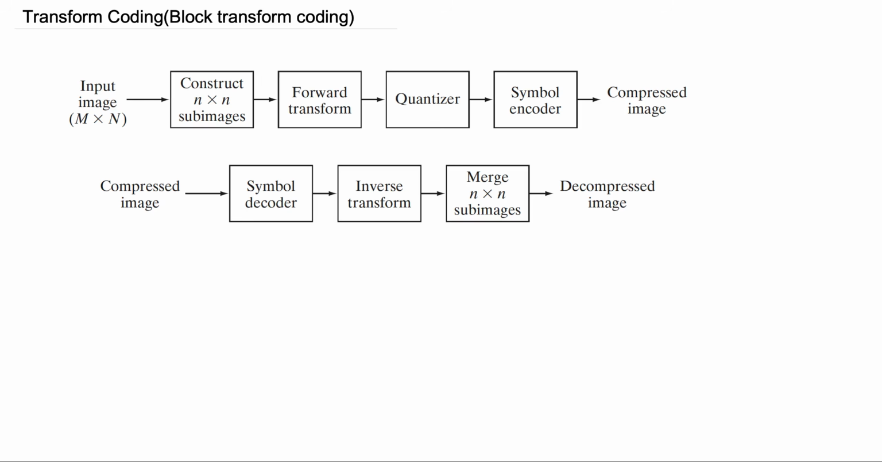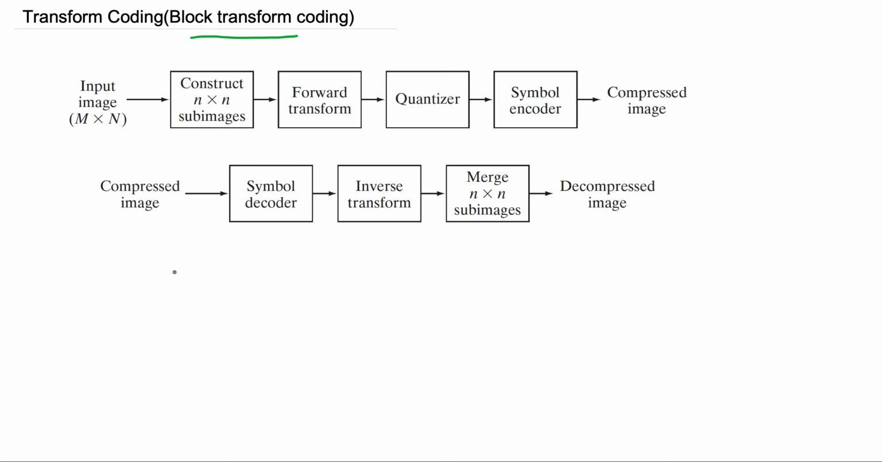In this video, we will see the concept of transform coding. Transform coding is used in many of the image compression standards today, and we will see a block diagram of the transform coding process. The transform coding can also be implemented as block transform coding, and we will see the process of block transform coding in this video.